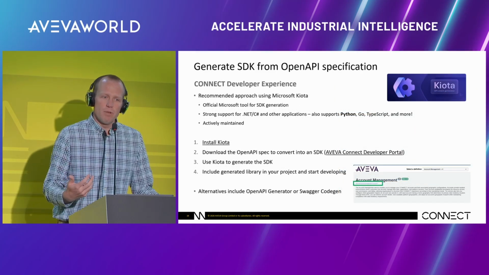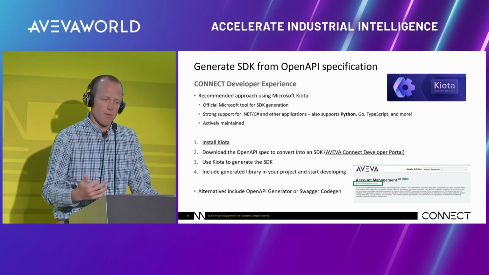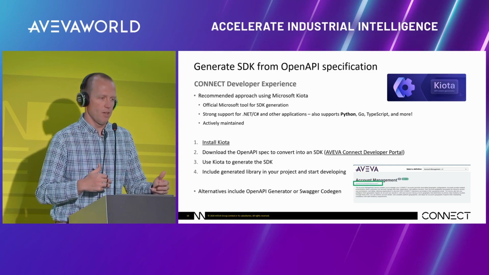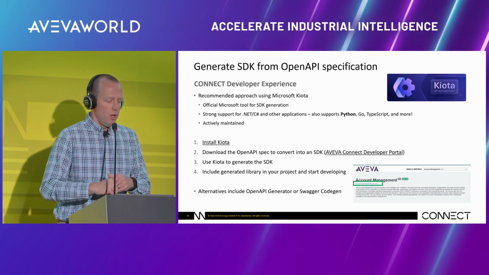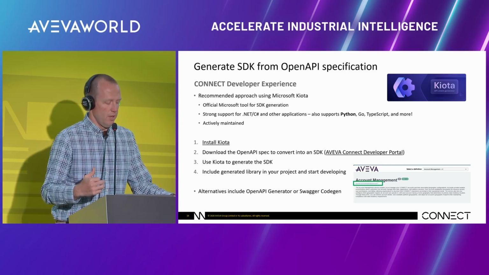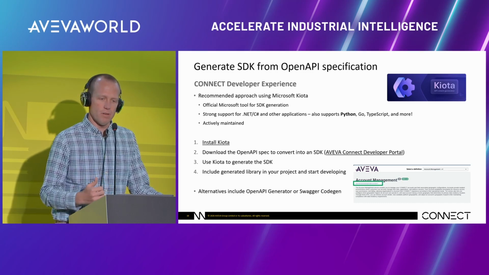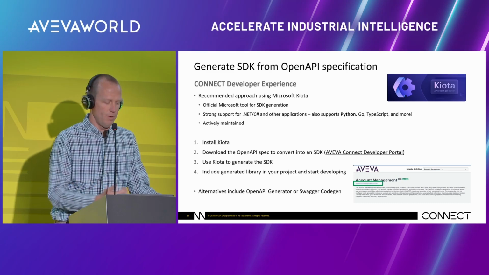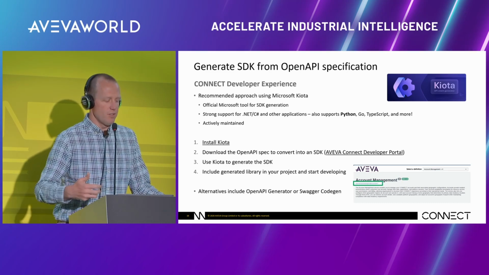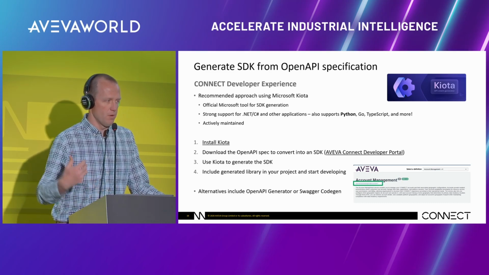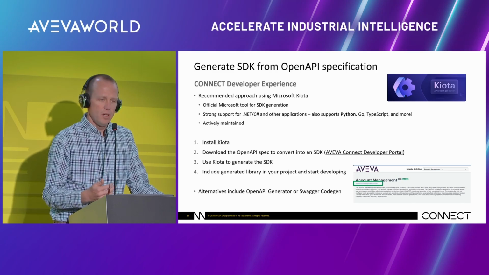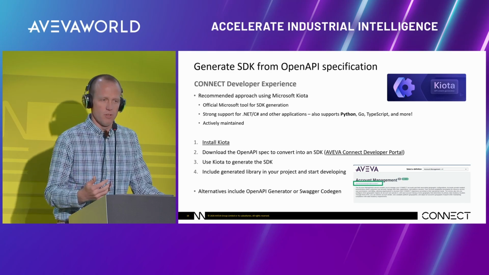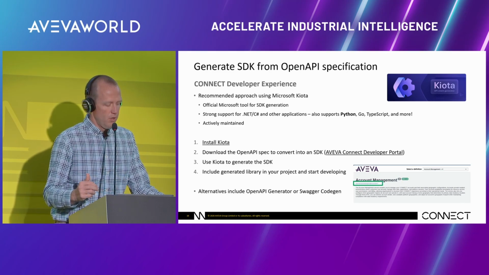With that OpenAPI spec, one of the very powerful things, and the reason why you use OpenAPI, is you can generate an SDK from an OpenAPI spec very simply. Here at AVEVA, a recommended approach is to use Microsoft Kiota. This is an official Microsoft tool for SDK generation from OpenAPI specifications. Since it comes from Microsoft, it's going to have strong .NET C# support. It also works really well with things like Python, Go, and TypeScript. I've used these in multiple different languages.